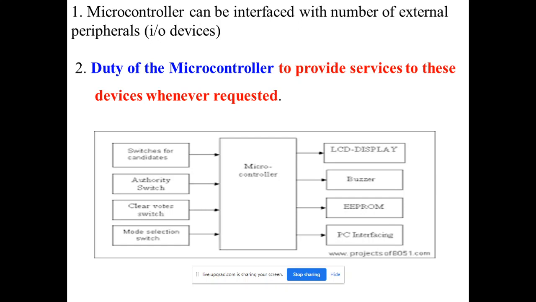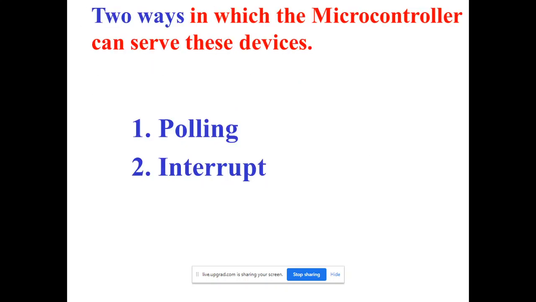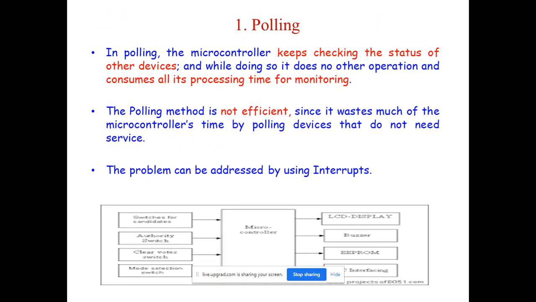Okay, then we will proceed to the next part. The microcontroller's role is to provide service to the input-output devices. There are two ways to provide this service. The first one is the polling method, through which the microcontroller provides service. The second method is the interrupt method. Through the interrupt method also, the microcontroller provides service to the peripheral, that is, the input-output device. One by one we will see each method separately. First is the polling method.